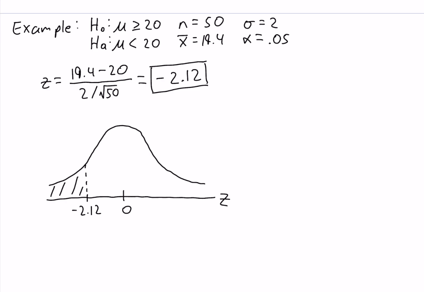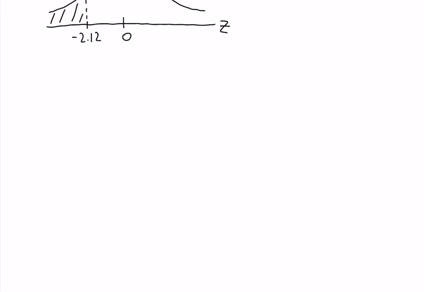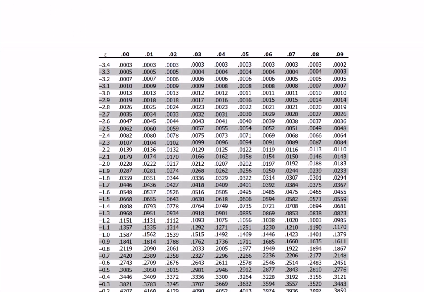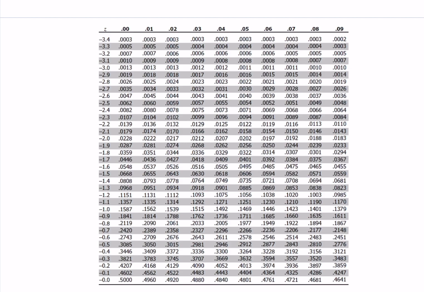So what we want to do here is use our z-table. We want to look at the negative side and look for negative 2.12. So we match up negative 2.1 with 0.02, and we get the p-value is 0.017.